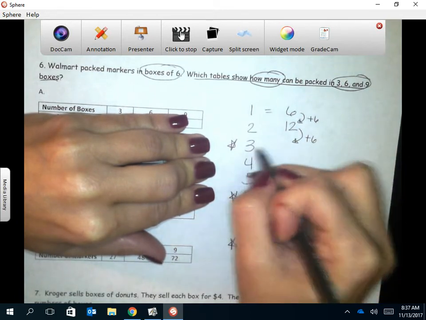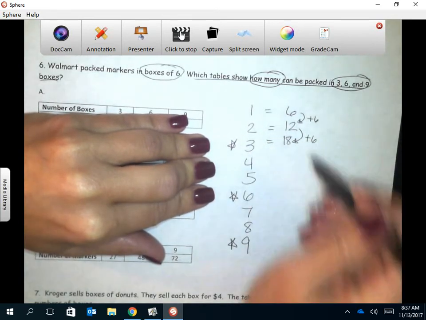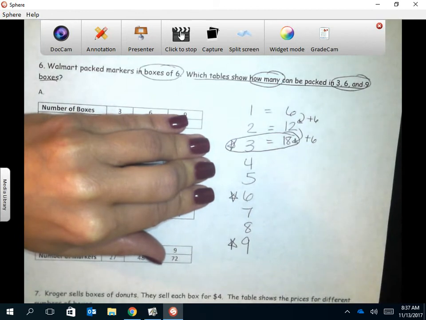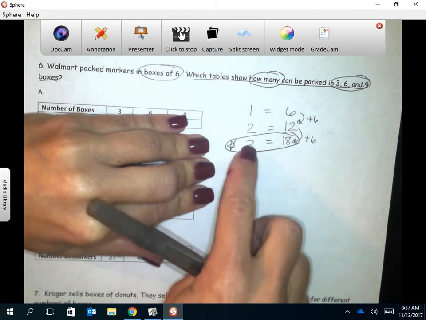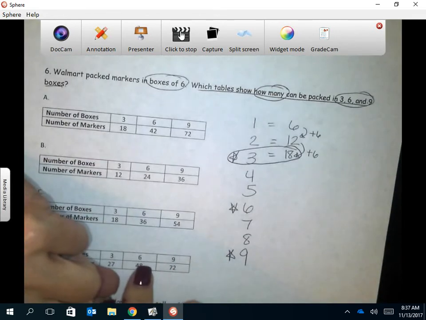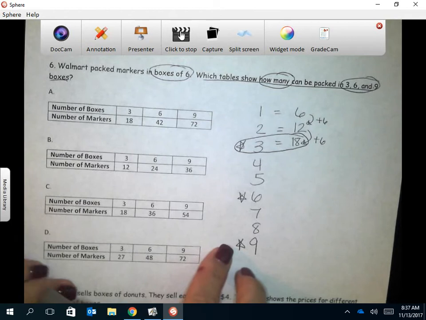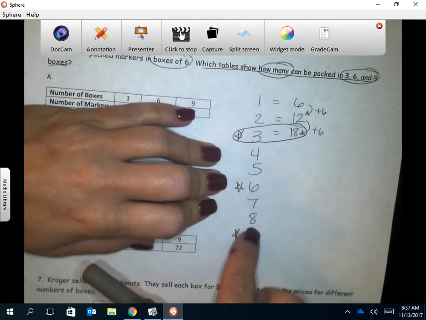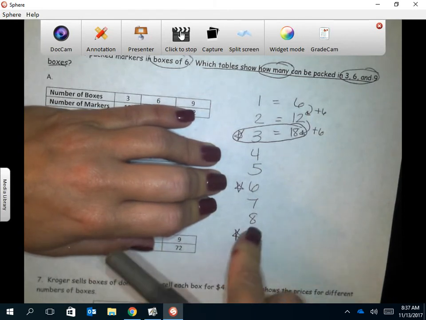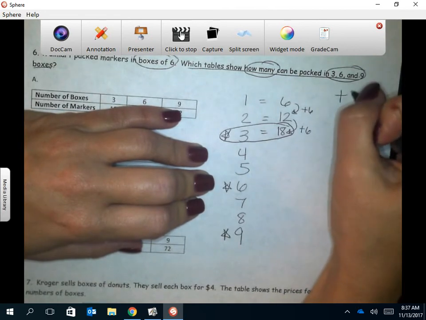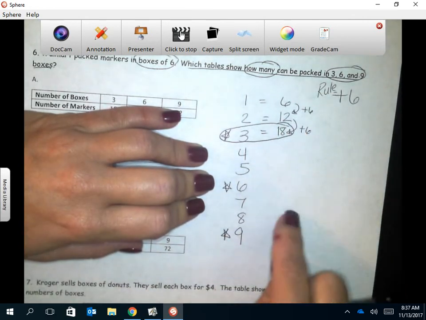And I'm going to keep going. So what would 12 plus 6 be? 18. So I know right away one number I'm looking for is one with 18. And then I would need to keep going until I got to 6 and 9. And then I would look in the table for the one that had all 3 of the correct numbers that I needed. But you must create your own table first. Do you understand? Yes, ma'am. You must create your own table. So this one, the rule is plus 6 because it's increasing by 6 each time.